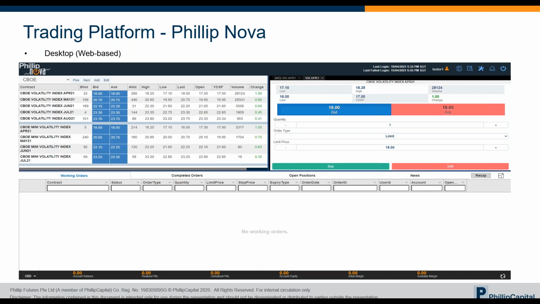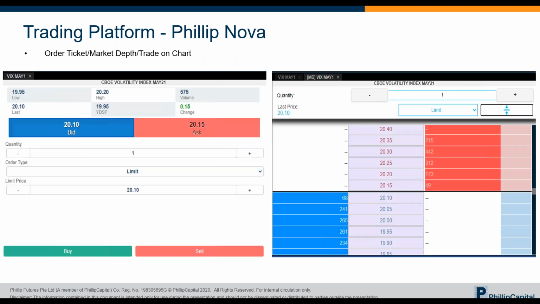So this is what it actually looks like for the desktop version for both the watch list and the order ticket. For order execution, there are three ways for you to place your orders. Firstly, from the order ticket itself, or you may trade via the market depth, or even directly from the chart itself. So placing an order on the trade ticket is also relatively easy and straightforward to do so, with various order types for you to choose from to execute your trading strategies.